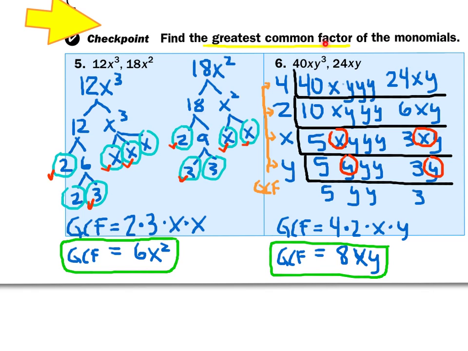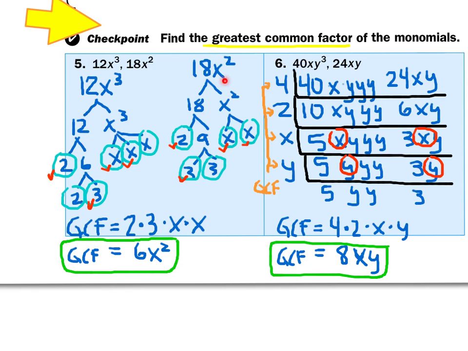Okay, let's find the greatest common factor of monomials. Now this is cool. This is algebra. So take a look at the first monomial. It's 12x cubed. So what I always recommend is the tree method to get started. So let's break it apart, and we separate the 12 from the x to the third power. Now 12 breaks apart to 2 times 6, I circle the 2. 6 breaks apart to 2 times 3, and I circle the 2 and the 3 because they're primes. Now with x to the third power, you guys know that means x times x times x.